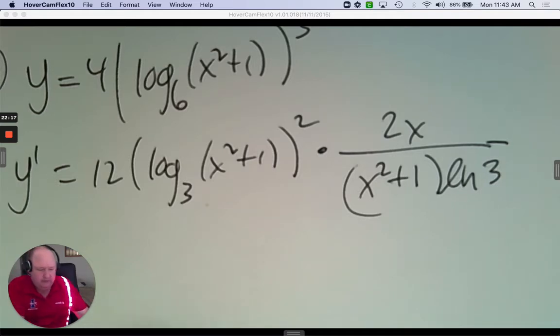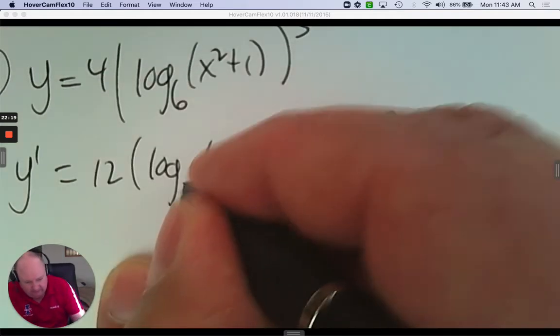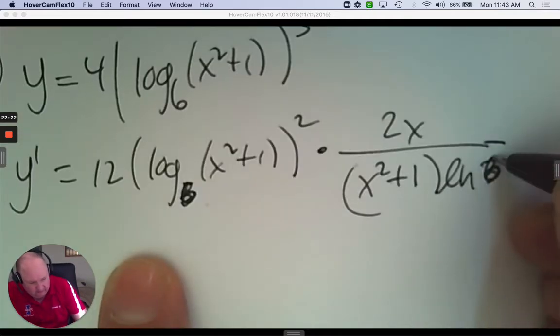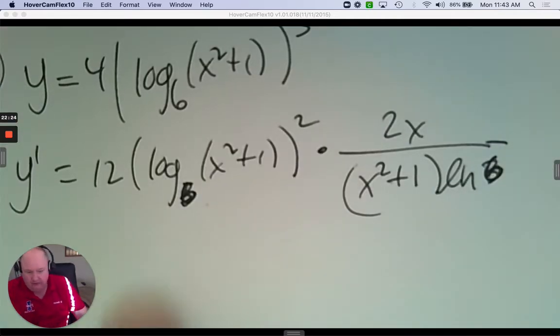Or ln, did I say 3? How did that base change to 3? That's a 6. Ln 6. Perfect. All right, number 18.